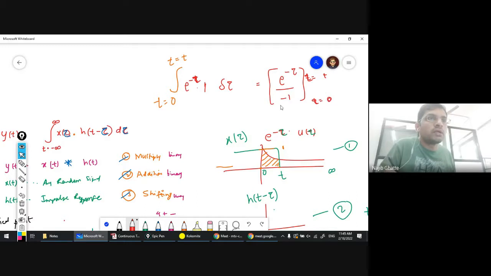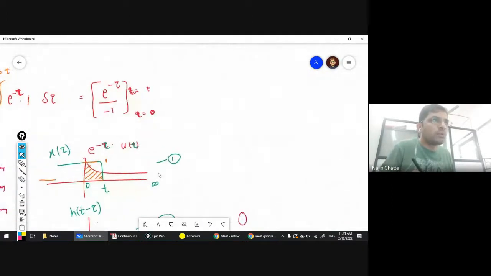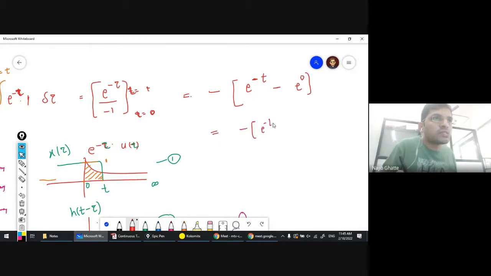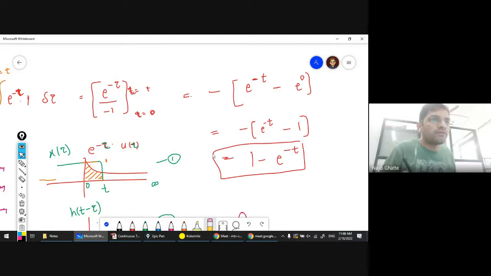Okay, fine. Now you substitute the limit. What will be the answer? Substitution of upper limit minus lower limit. I will take the minus sign outside. So e raised to minus t, upper limit substitution is done, minus e raised to minus 0, which is e raised to 0. If I solve this, I get minus of e raised to minus t minus 1, and this gives me the final answer as 1 minus e raised to minus t. And this will be my y of t.